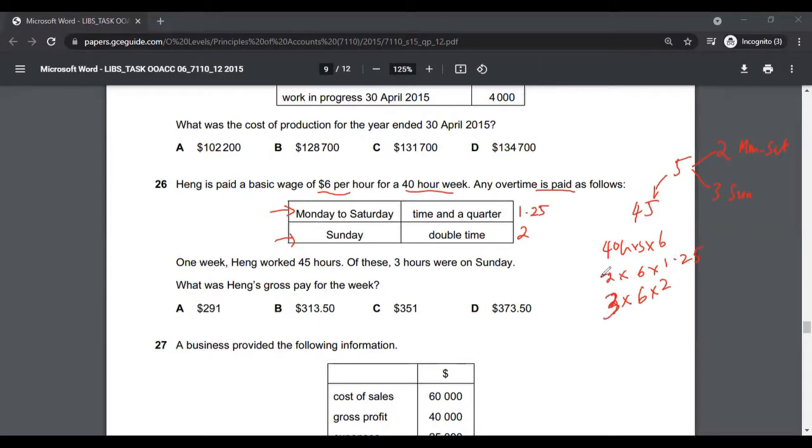So this is 3 hours, this is 2 hours, and these are the hours. So 40 hours is number 1, this is number 2, this is number 3. And then if you do the maths in here, the total should come to 291. I'm leaving this maths here for you so that you can practice, right? This is the rationale for you to calculate the number so that you can easily follow it. So the answer to multiple choice 26 is option A.